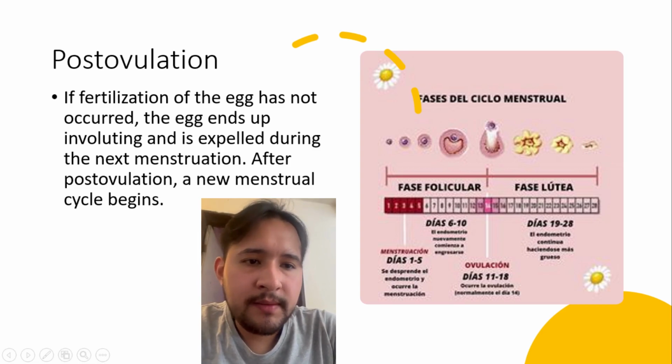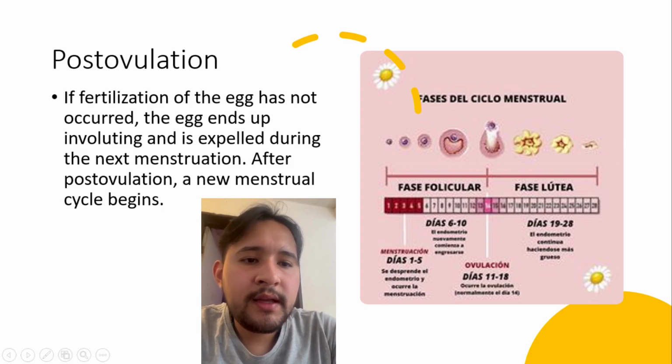Post-ovulation, finally. If fertilization of the egg has not occurred, the egg disintegrates and is expelled during the next menstruation. After post-ovulation, a new menstrual cycle begins.